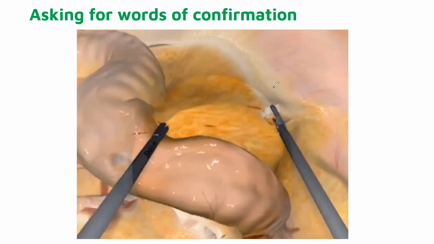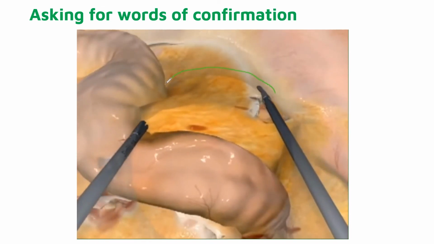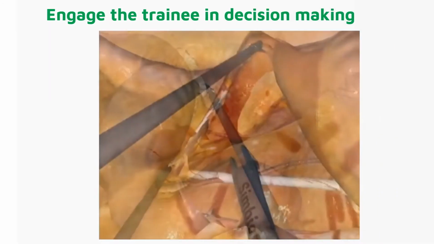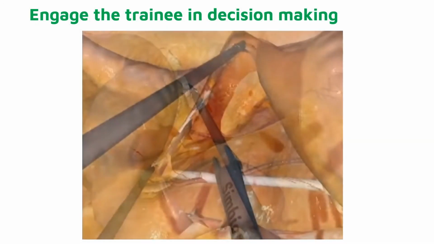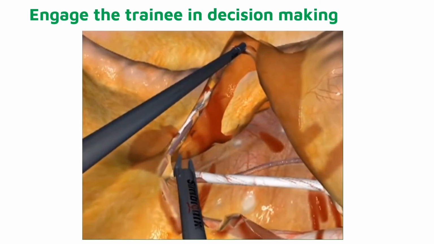Here is an example of asking for words of confirmation. Do you see what I'm showing you? The trajectory, the path of movement, how to get there. This is an example of engaging the trainee in decision-making. Okay, what do you think you should do next? Separate the peritoneum of the blood vessel.